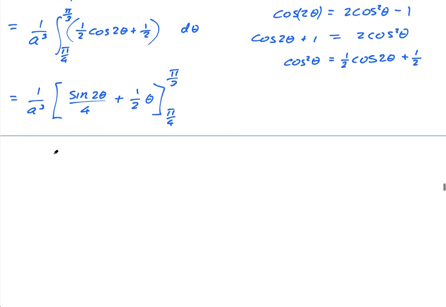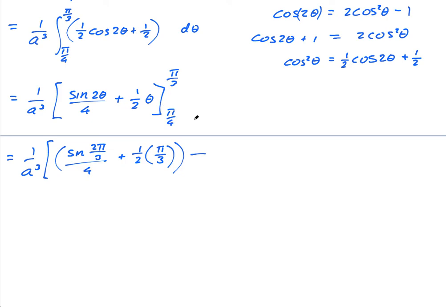Now I can just sub those in. So I have 1 over a cubed into, let's do a big bracket, and I will do 2 smaller brackets here. So I'll sub in pi over 3. So that's sine of 2 pi over 3 all over 4, plus a half times pi over 3. Close this bracket, and I'm going to subtract.